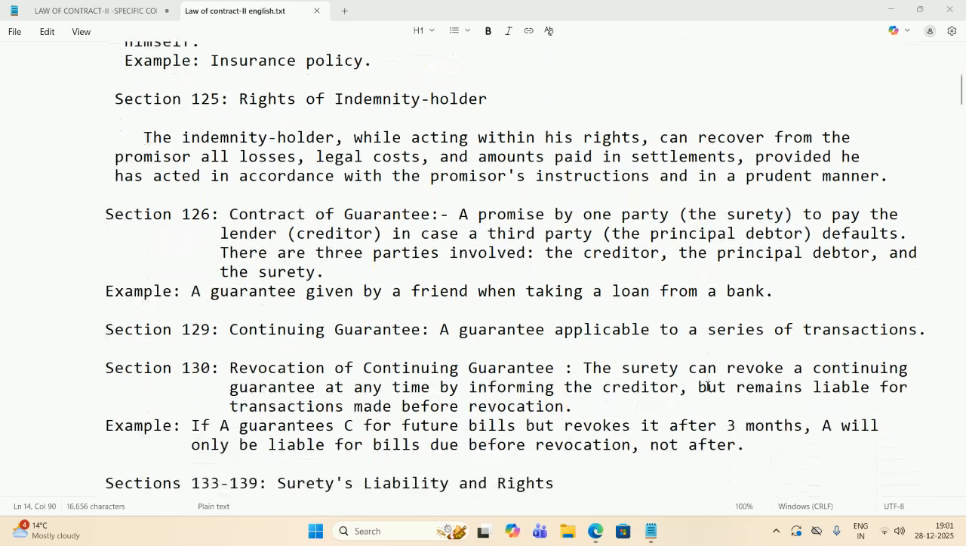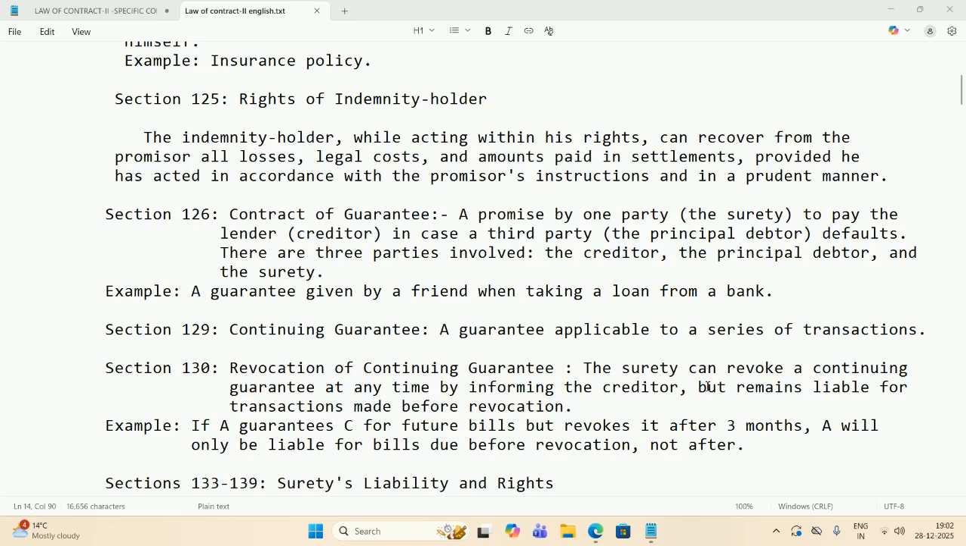Section 126, Contract of Guarantee. What is this? A promise by one party, the surety, to pay the lender, creditor, in case a third party, the principal debtor, defaults. There are three parties involved: the creditor, the principal debtor, and the surety. Example, a guarantee given by a friend when taking a loan from a bank. So, bank is the creditor, the loan taking man is the principal debtor, and surety is the friend. So, this section says about contract of guarantee.